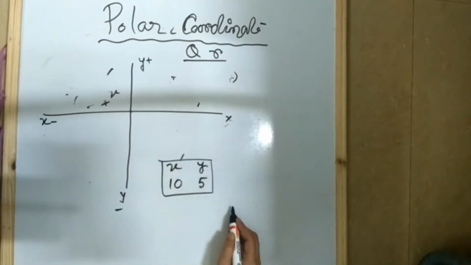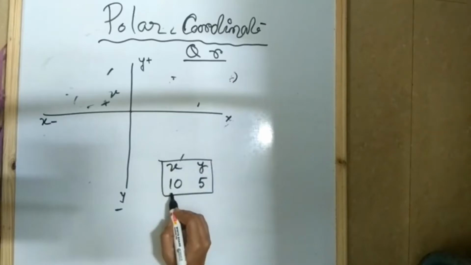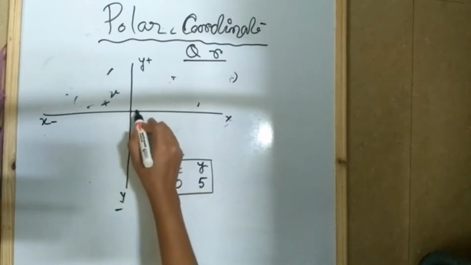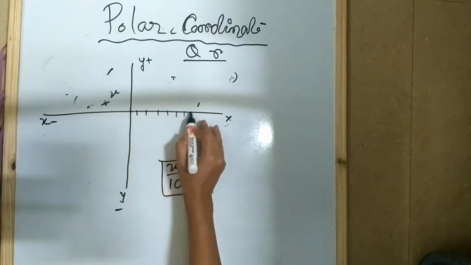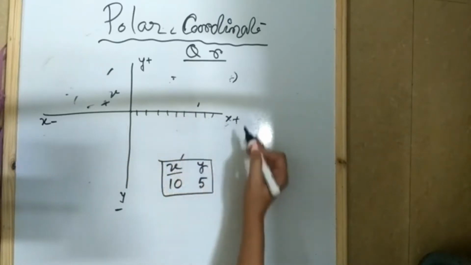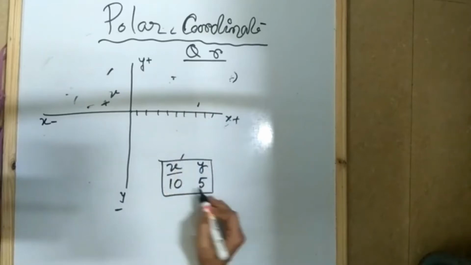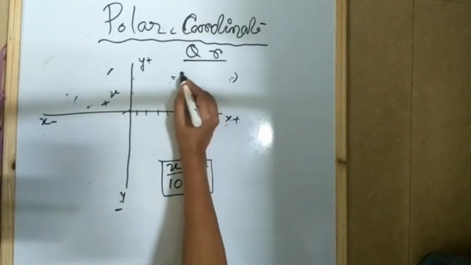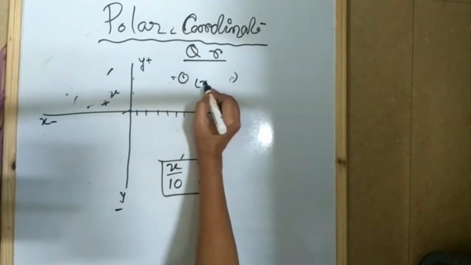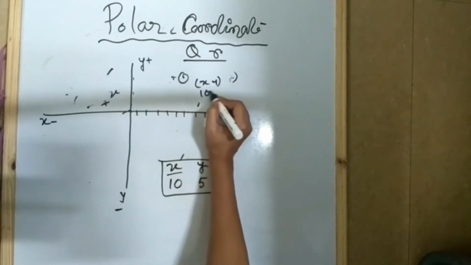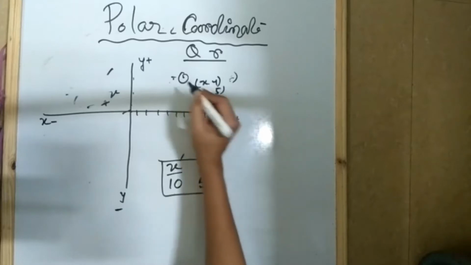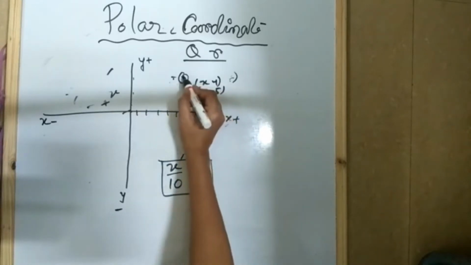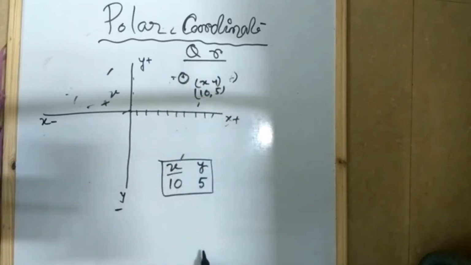You have to plot this: you count along the positive x-axis, and then you go along the line of the positive y-axis, and you identify that point. This is the x and y point. X is 10, y is 5. And you have to identify that point in polar coordinates.